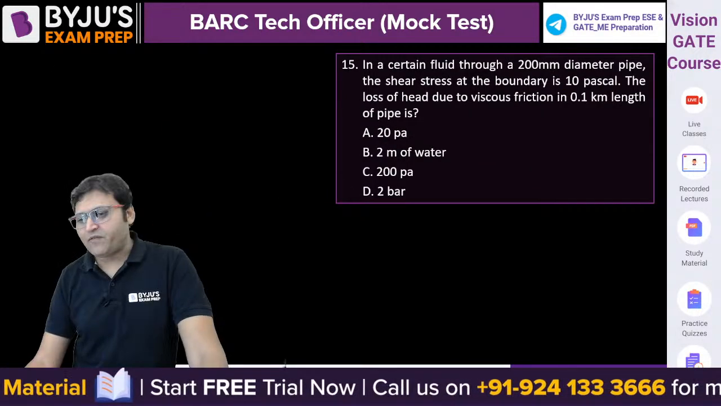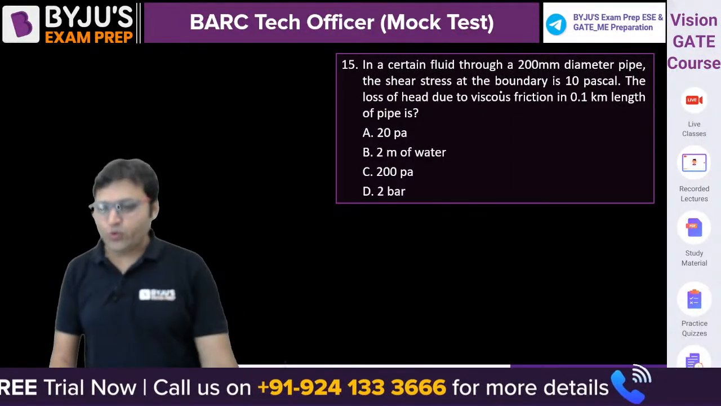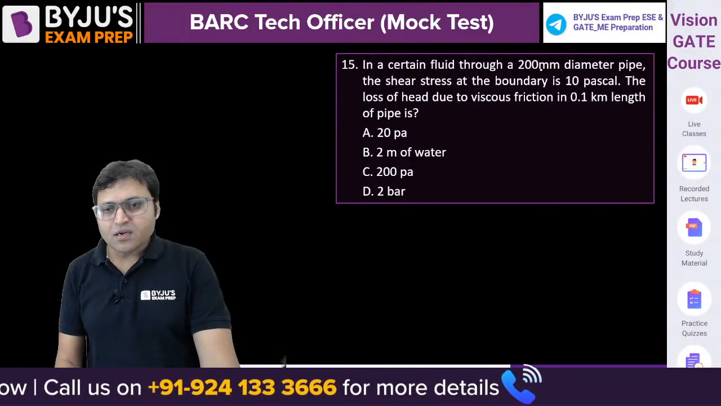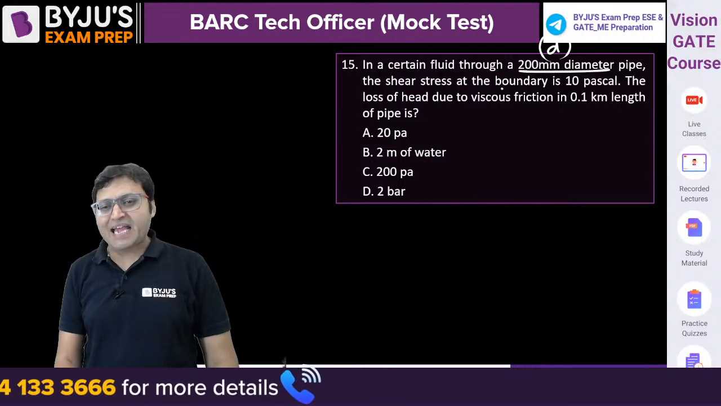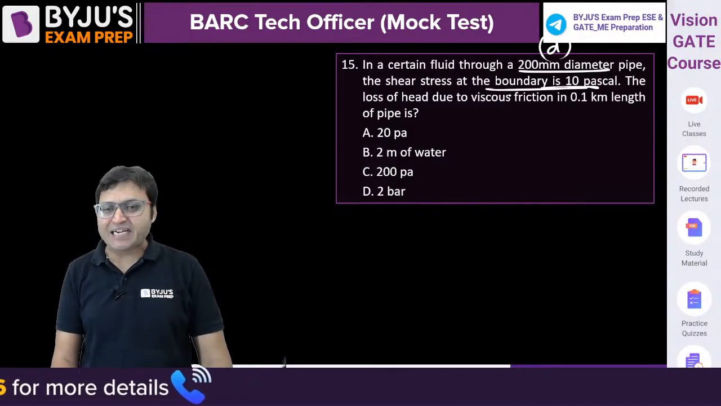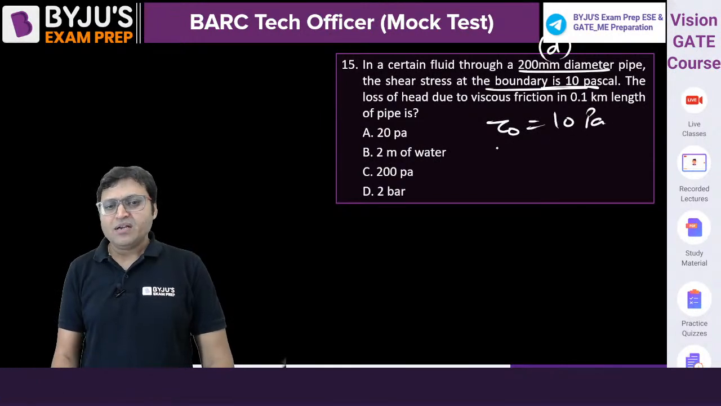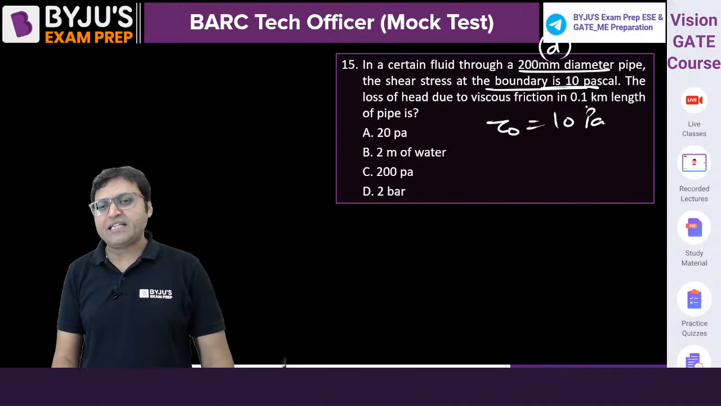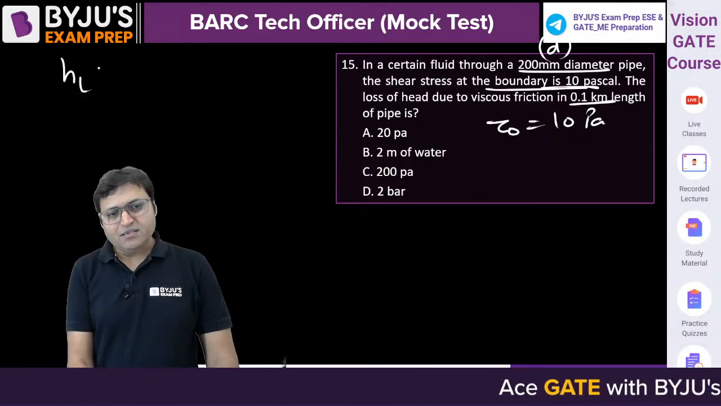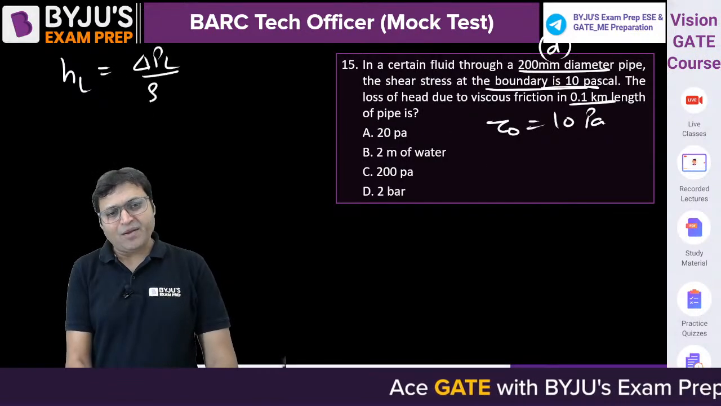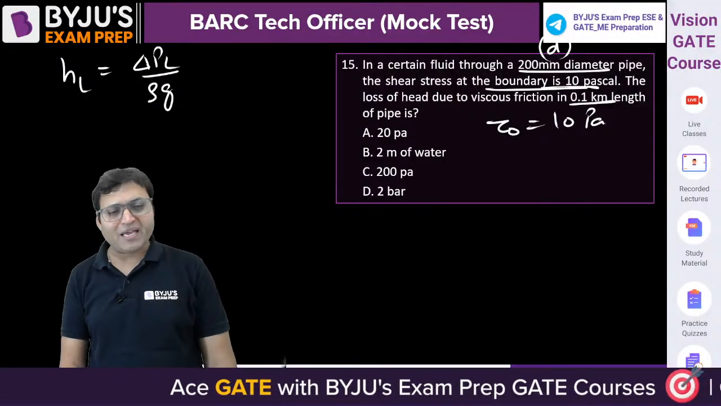Solve question number 15. In a certain fluid through a 200 mm diameter pipe, the shear stress at the boundary is 10 Pascal. It is from the internal flow. The shear stress at the boundary, that is 10 Pascal. The loss of head due to viscous friction in 0.1 kilometer length of the pipe is HL. That is delta PL by rho G, isn't it? HL is equal to delta PL by rho G.